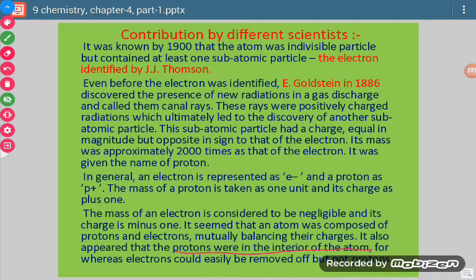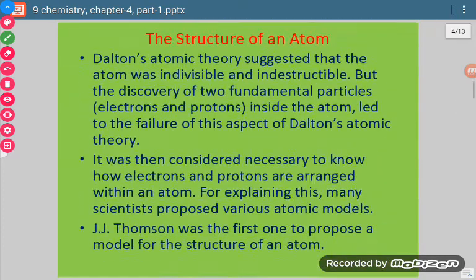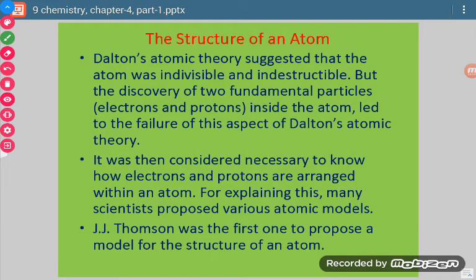Protons were in the innermost portion of the atom, but electrons were outside, so they can be removed easily, but removal of a proton was difficult. Okay, so this much was known to us earlier. Now came the question: if there is presence of proton and electron, then what should be the structure of the atom?